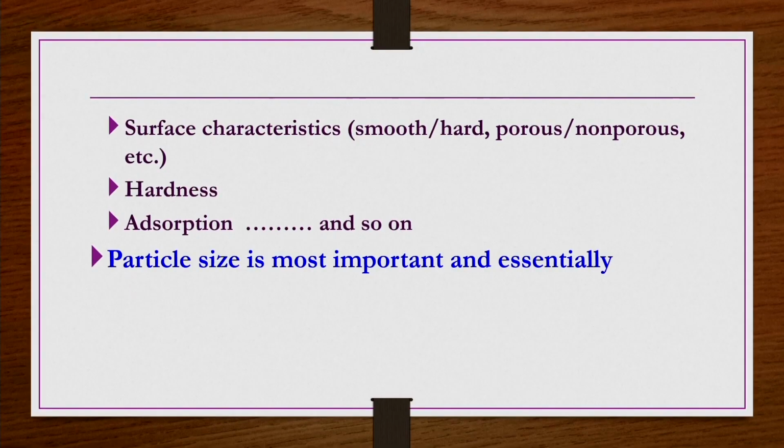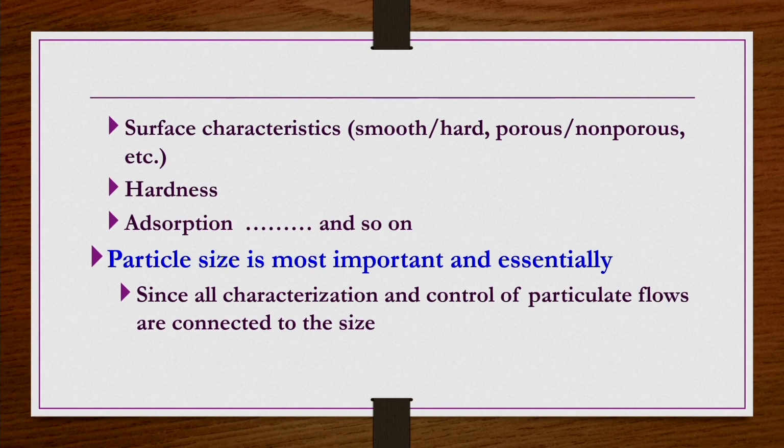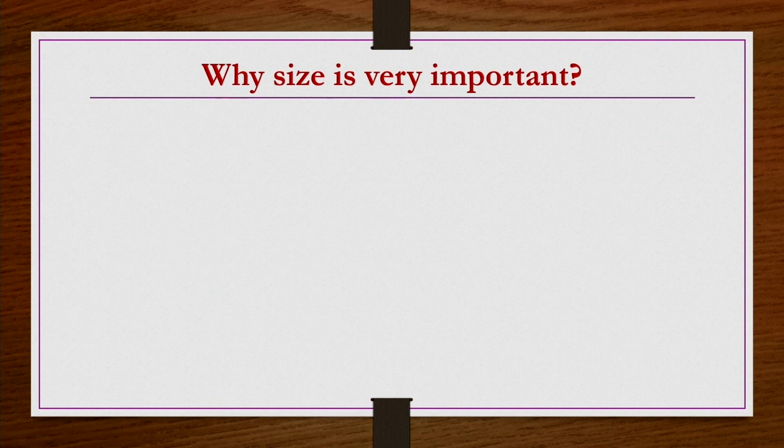Particle size is the most important and essential, since all characterization and control of particulate flows are connected to the size. The design or operations are, one way or another, connected to the size of the particulate matter that we are going to handle in a given unit operation. That is the reason size is very essential. So, why is size so essential in general, and which size should be taken? That is again the important question.